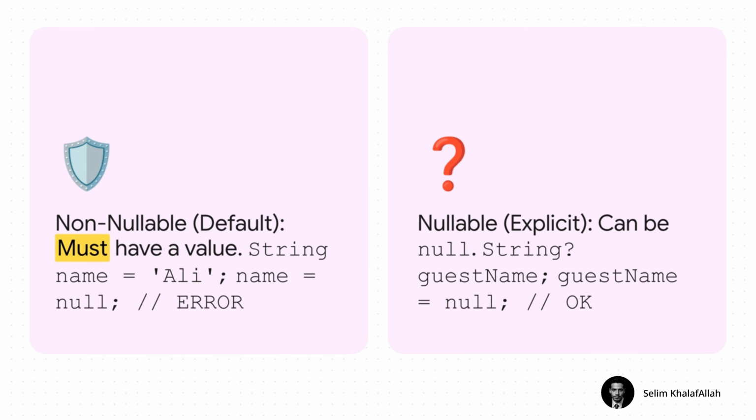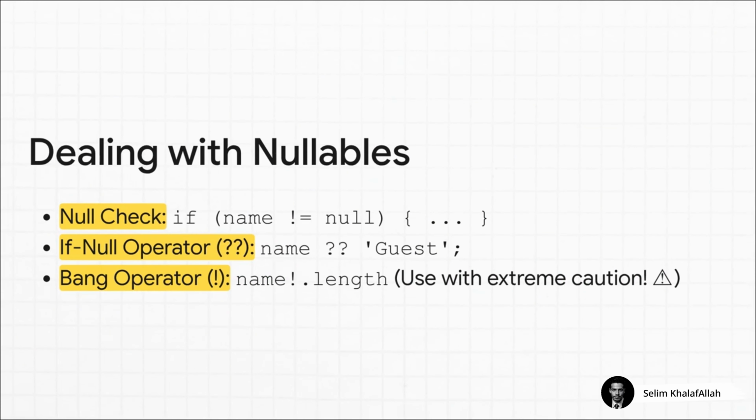Now, if you have a situation where a variable might be empty, like an optional guest name, you have to tell Dart explicitly. You do that by adding a little question mark. That's you saying, hey, I know this one might be null, and I'll deal with it. Because Dart knows a variable might be null, it forces you to handle it safely. You've got a few tools.